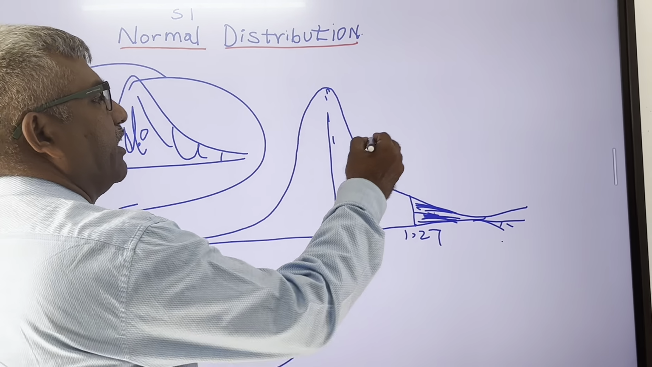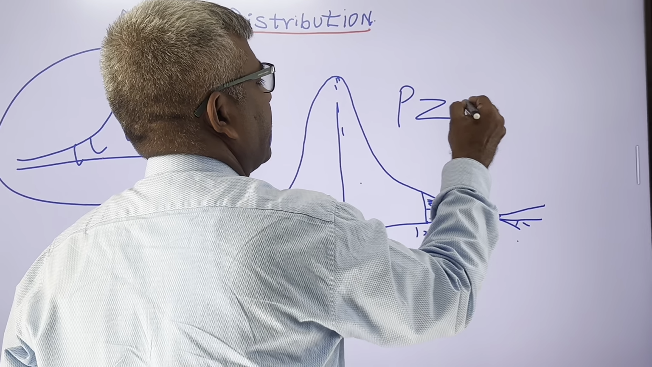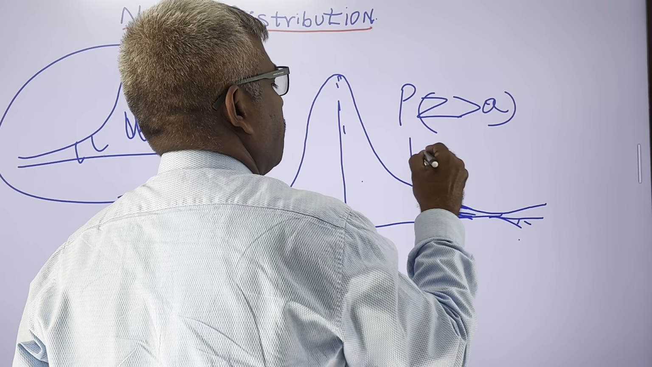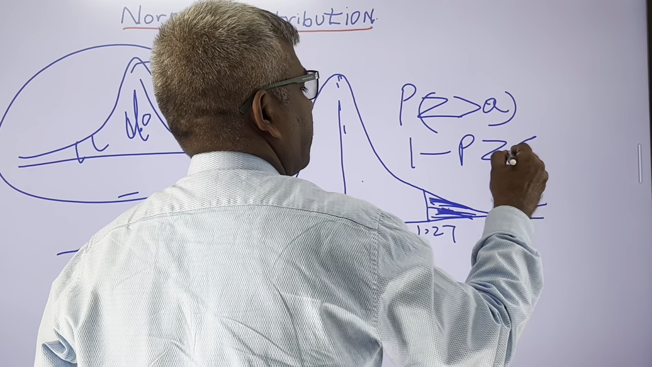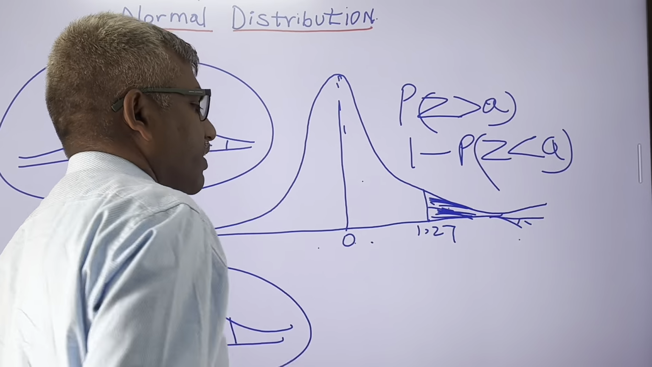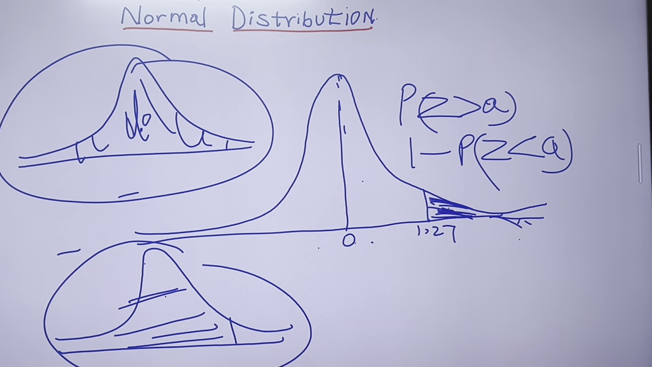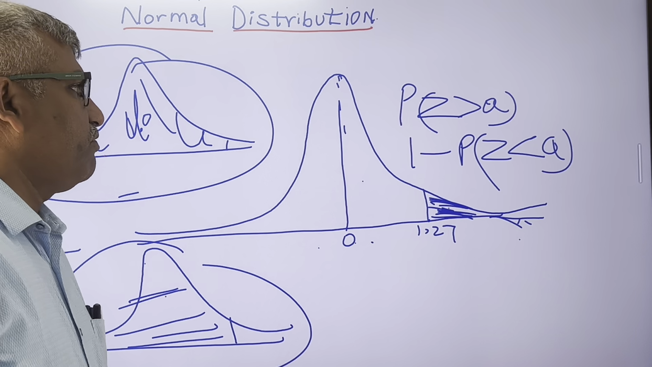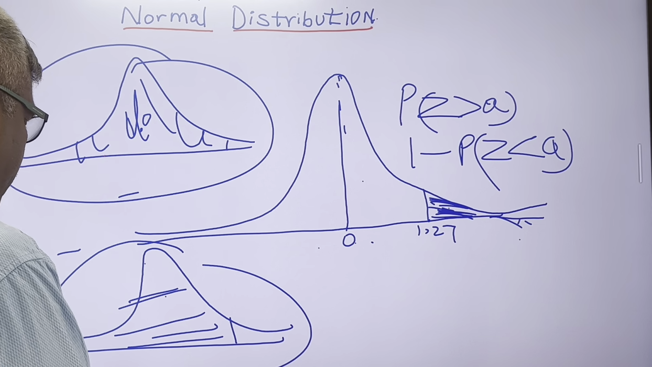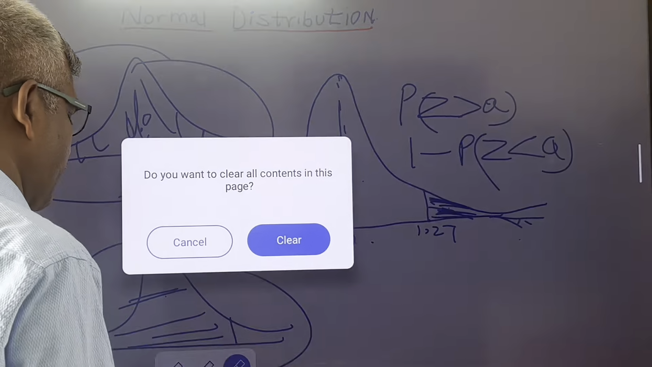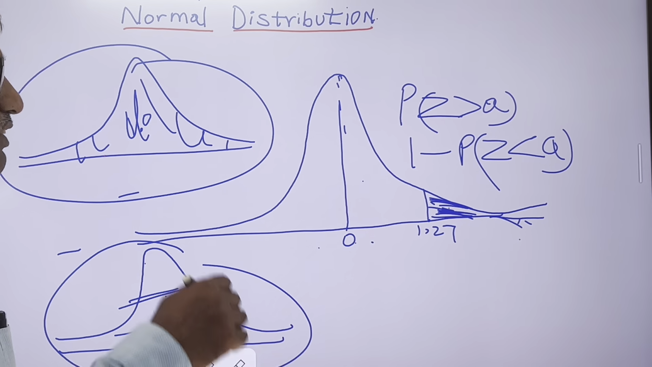That is nothing but the probability of Z is greater than A is equal to 1 minus the probability of Z is less than A. Got it? Very simple one. This is a famous formula. Okay, copy down first.